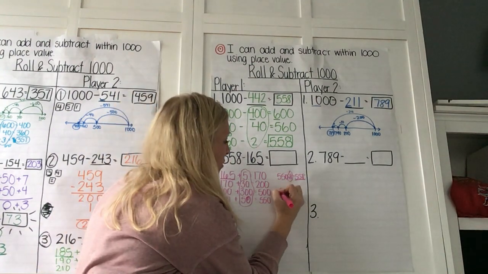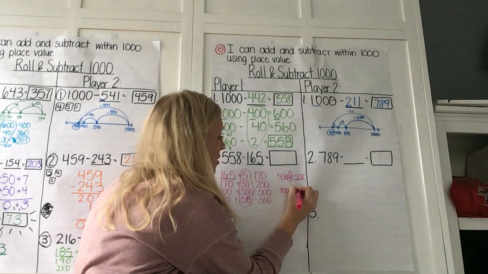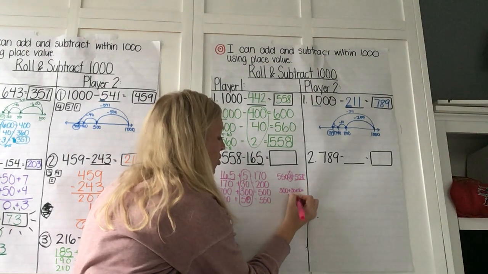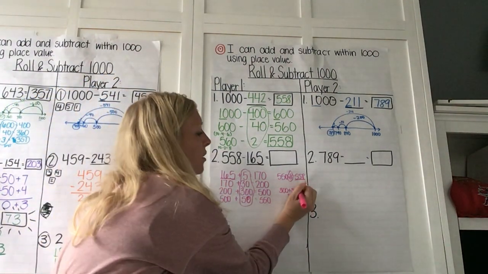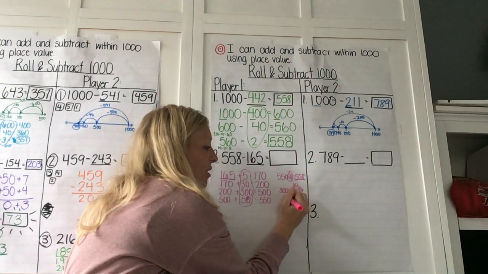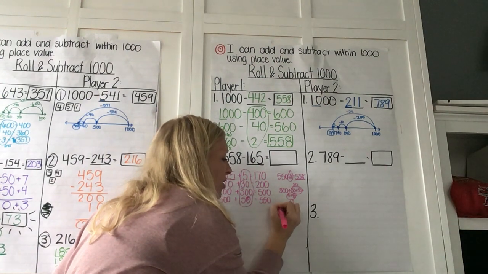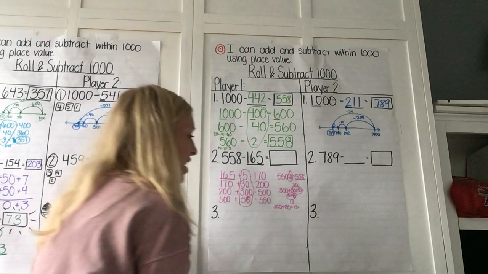All right, so you have your 300 plus your 30 plus your 50 plus your 5 plus your 8. Okay? So what are we thinking here? 50 and 30 equals 80. 5 and 8 equals 13. So now we're at 300 plus 80 plus 13. Okay?